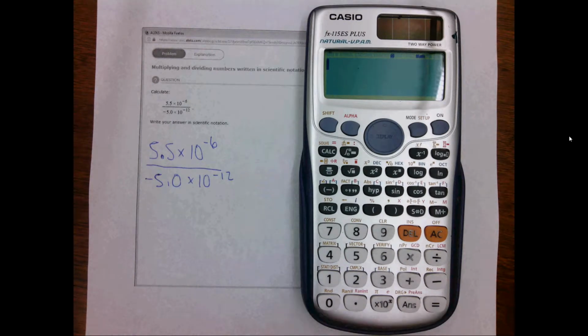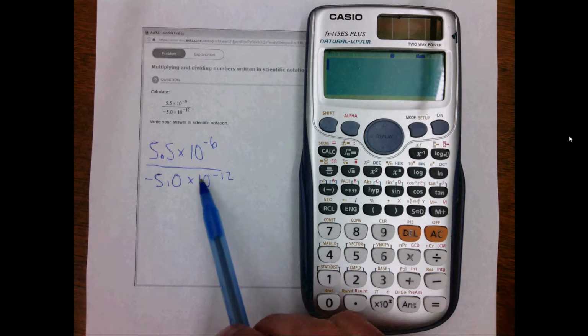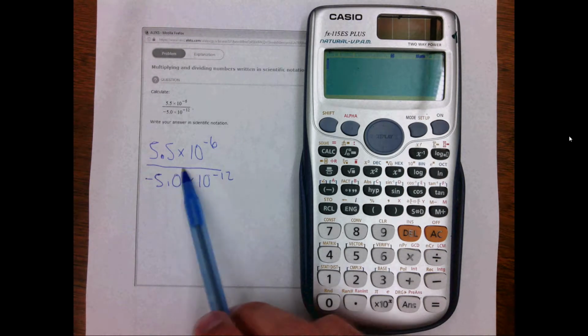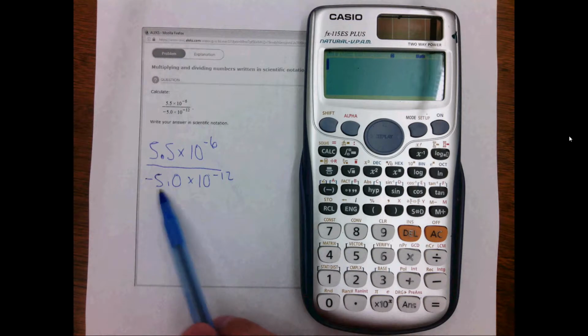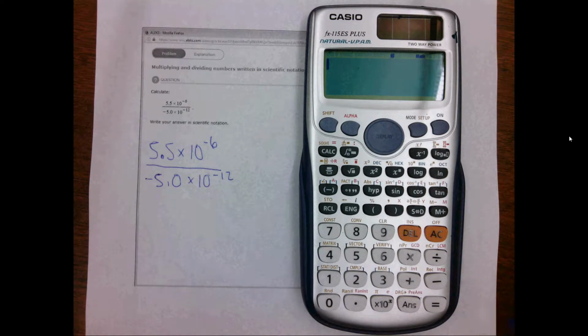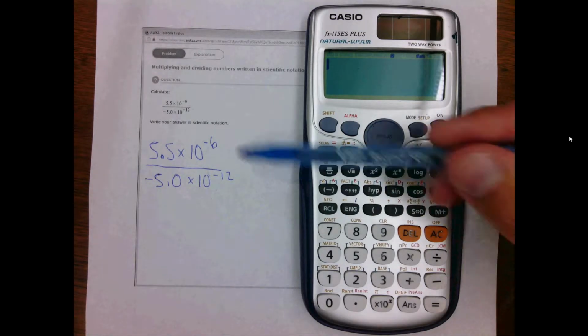In this question, we're asked to divide two numbers in scientific notation, and I've simply rewritten the question so hopefully it's a little bit easier to see. It says 5.5 times 10 to the minus 6 divided by negative 5.0 times 10 to the minus 12. And Alex will show you how to do this using the rules for subtracting exponents.